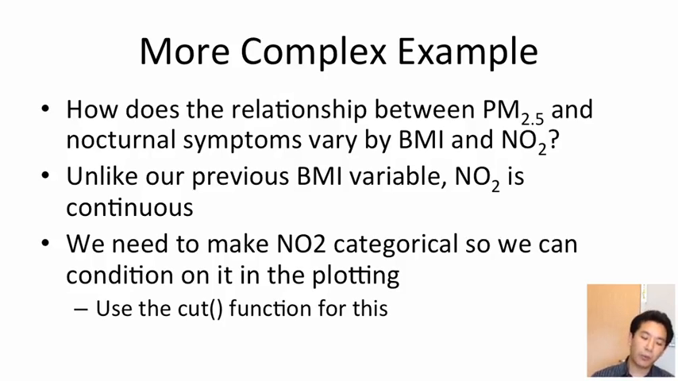So one tricky thing about this is that unlike our previous BMI variable, which is categorized into normal and overweight, the NO2 variable is continuous, or it's really the log of the NO2, and it's a continuous variable. So we can't really condition on a continuous variable when we're making plots, because then there would be an infinite number of plots. And so we need to categorize this variable into a reasonable series of ranges. And so what we're going to do is we can use the cut function for this purpose to literally cut the data into a series of ranges.